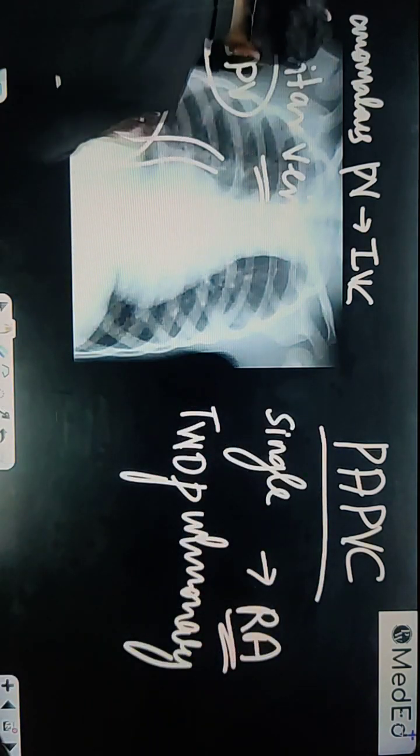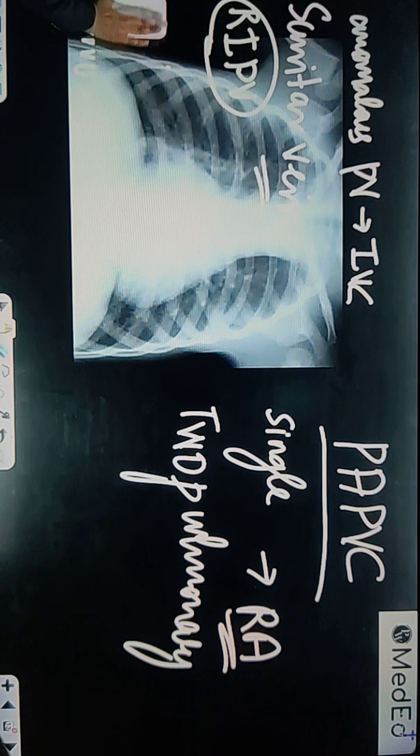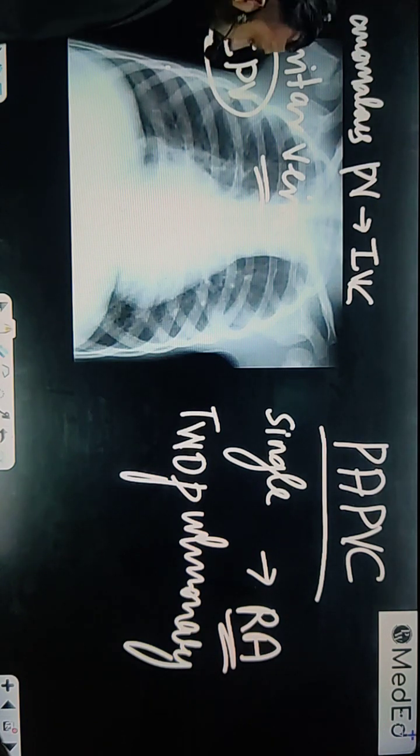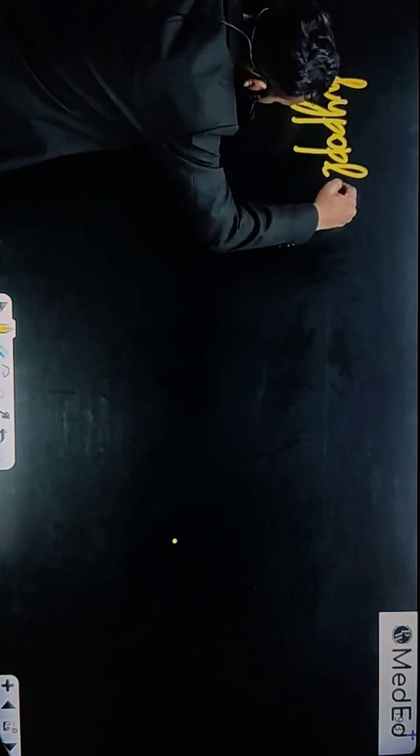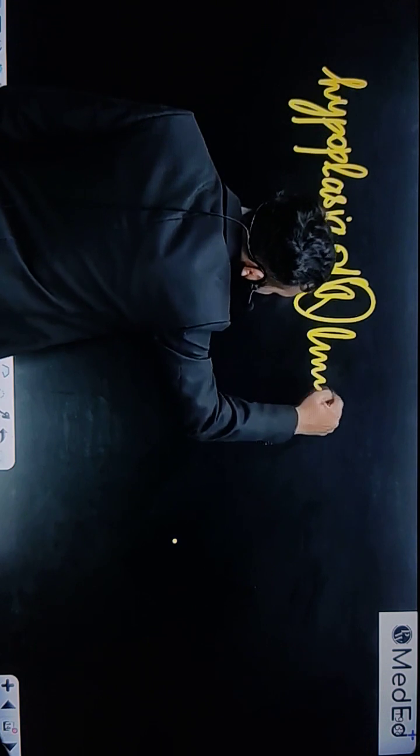So what is happening in the scimitar sign? You will see a linear shadow along the right heart border. That is the shadow of the right inferior pulmonary vein draining the right lower lobe of the lung. This is also associated with hypoplasia of the right lung and anomalous arterial supply of the right lung, that is from the aorta.